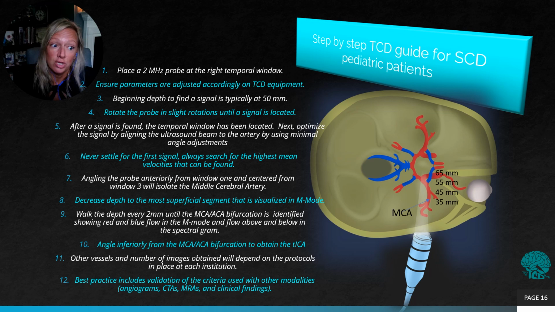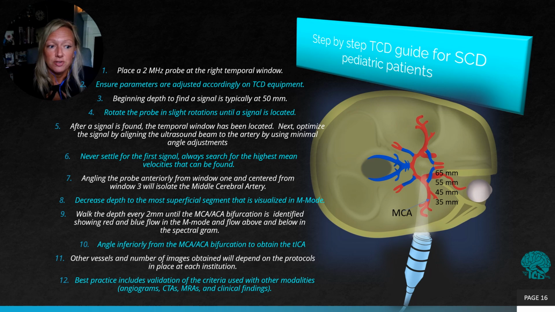As I mentioned, you're looking for your highest mean velocities, so don't ever settle for low signals. Once you find a signal, don't just start taking pictures. You will have to optimize every signal, and that includes with every depth increase. So not only are you looking at the depth and the mean velocity when you are scanning, you're looking at all of the parameters on your machine. You want to know what your filter is set at, your scale, all of the different parameters on your machine you will be optimizing.